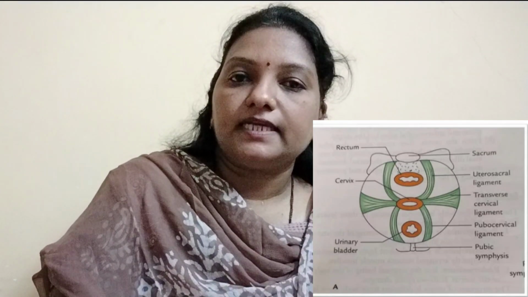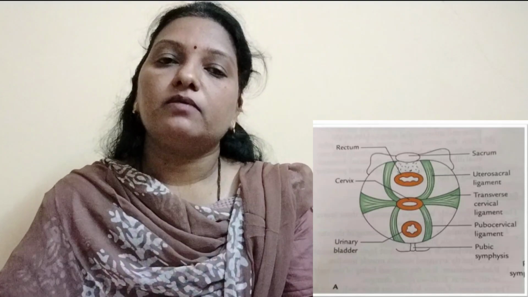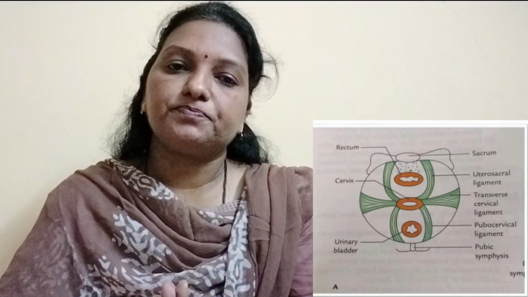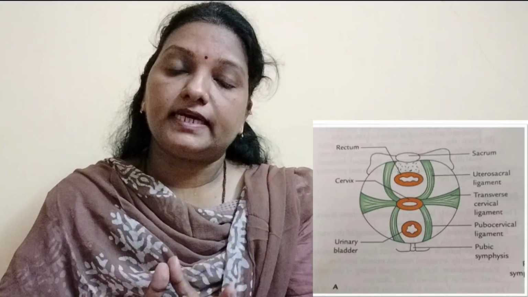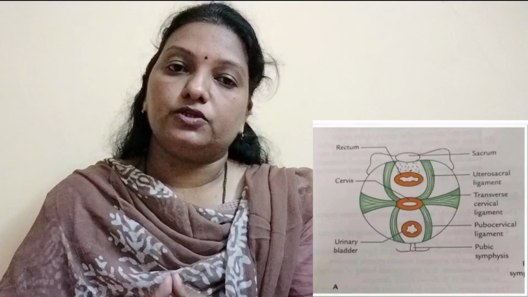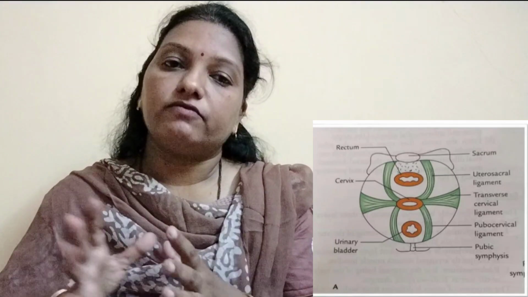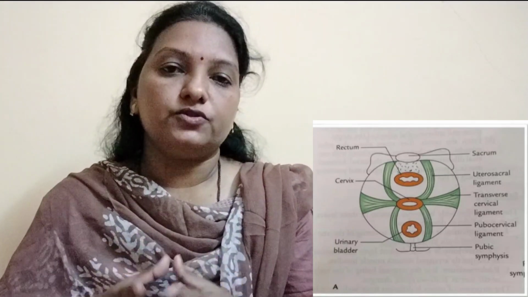So these are the strong supports of the uterus. Why are these supports needed? Why does the uterus need to be kept in position? Because in menopausal age, or in a multiparous woman, these ligamentary supports get loosened, and the uterus sags down into the pelvic cavity, or sometimes herniates through the vaginal cavity, and that condition is called prolapse of uterus.